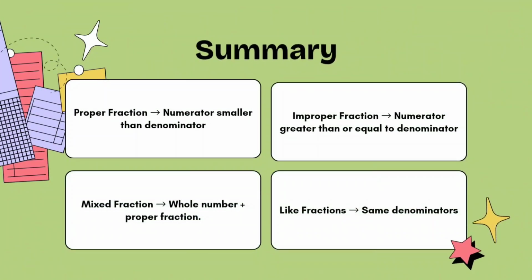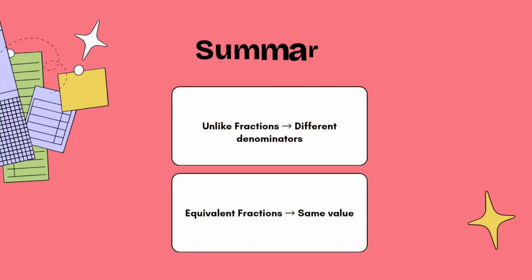Now let's have a quick recap. Let's quickly revise. What is a proper fraction? Numerator smaller than denominator. Improper fraction: numerator greater than or equal to denominator. Then what are mixed fractions? Whole number plus proper fraction. Then what are like fractions? The fractions which have the same denominators. Similarly, what are unlike fractions? The fractions which have different denominators. What are equivalent fractions? Which have the same value.